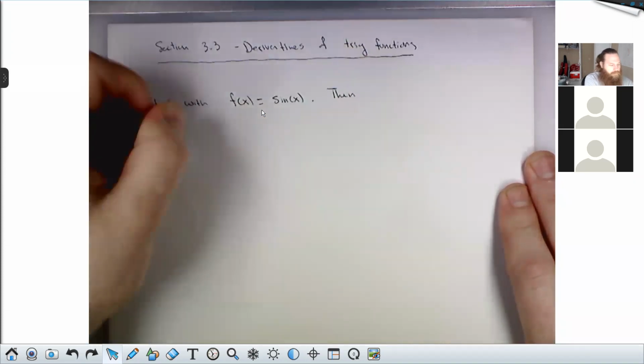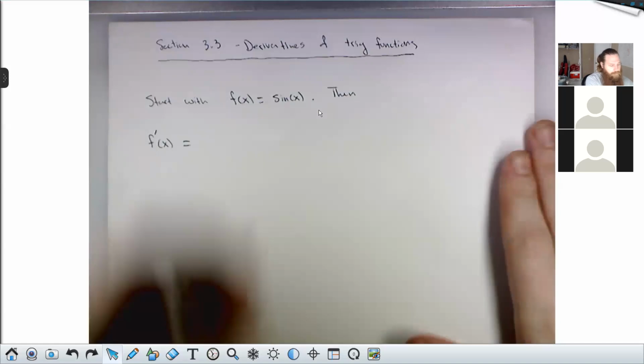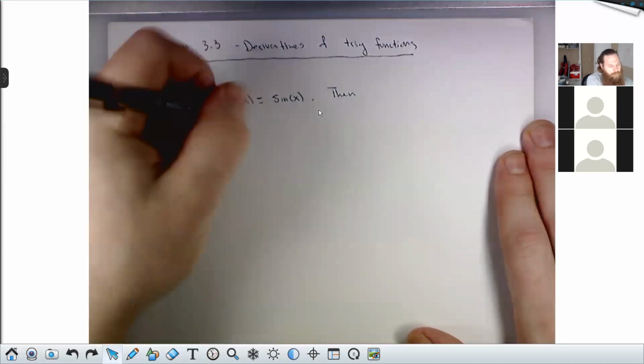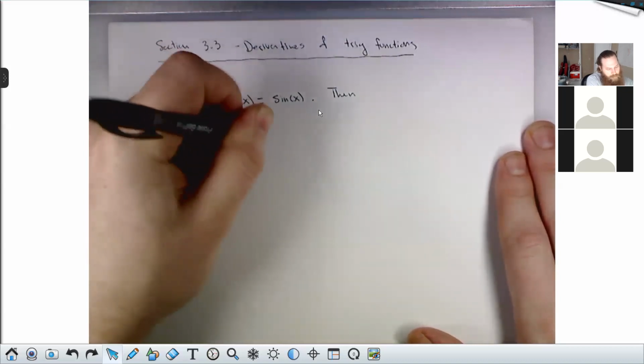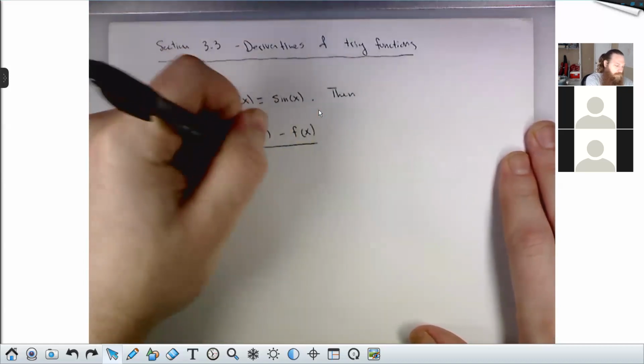f prime of x is... I don't have any tool to differentiate sine x, right? This isn't a product, this isn't a quotient, it definitely isn't a power function. So the only way I could even start trying to write down the derivative of this thing would be with the limit definition. We got to go all the way back there. So all the stuff that we used last week, power rule, product rule, quotient rule, really doesn't help here. So we have to go back to the limit definition. That is limit h to 0, f of x plus h minus f of x all over h.